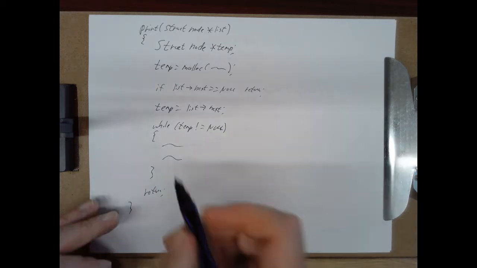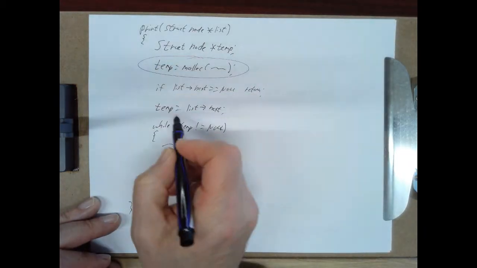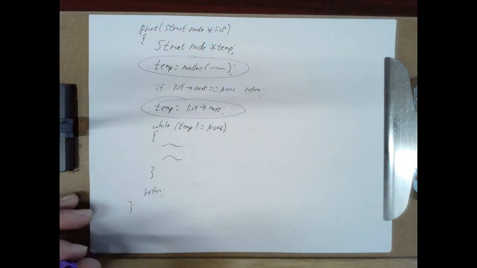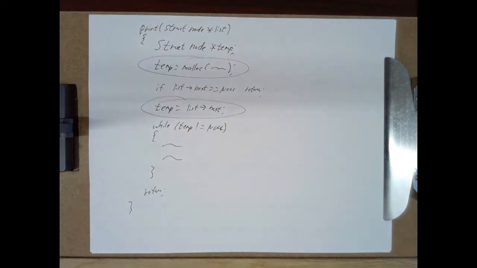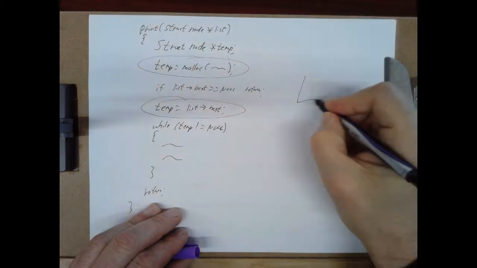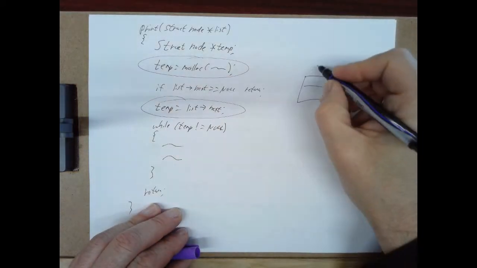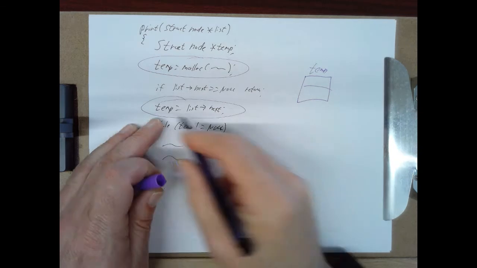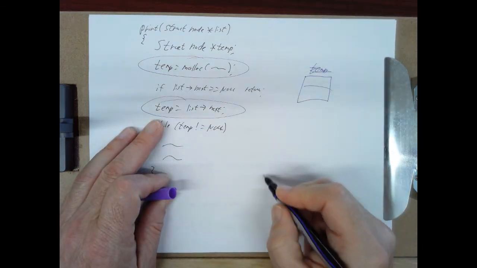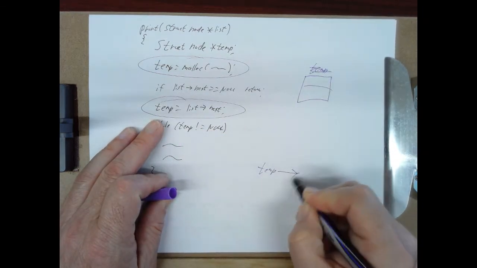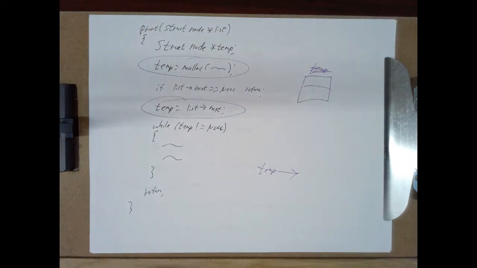Look at this and look at this. What have we done? We lost the only thing that was pointing to what malloc returned. Up here we did malloc, that gave us a block of memory. We set temp equal to it. And then down here we set temp equal to a pointer to your sentinel node's following node. And there's no way to get back to this block.